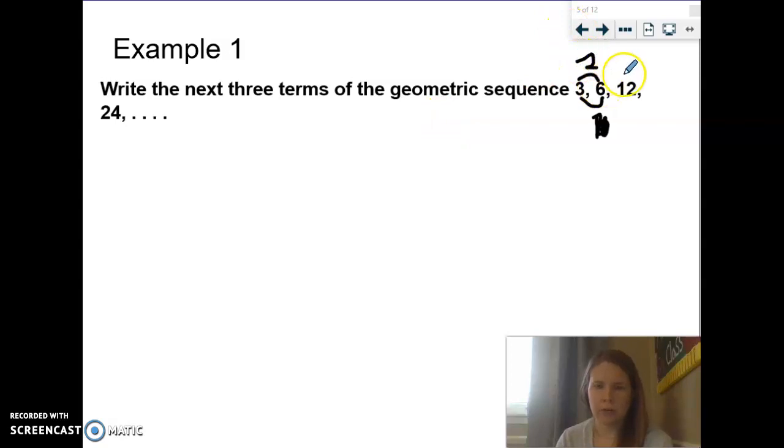Does that work when I go from 6 to 12? Yes, that does work, and I want to make sure that it still works when I go from 12 to 24, and it does. So what I need to do is find the next 3 numbers. I'm always going to take the previous number and multiply it by 2 in this case, because that's my common ratio.